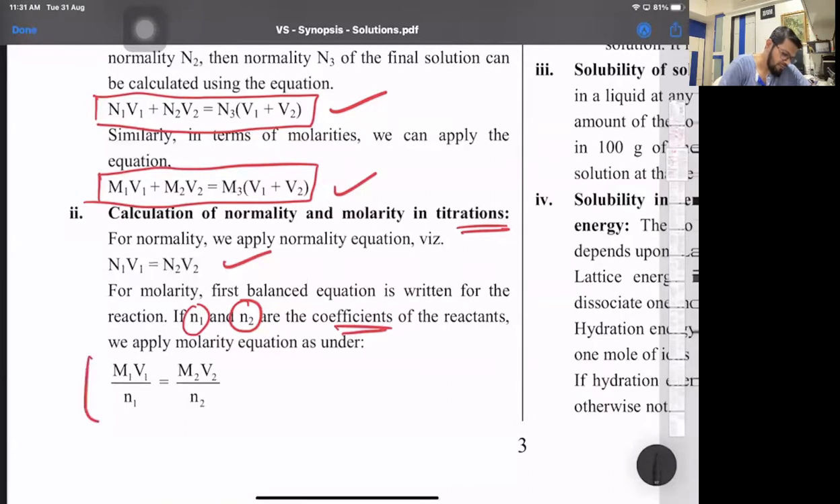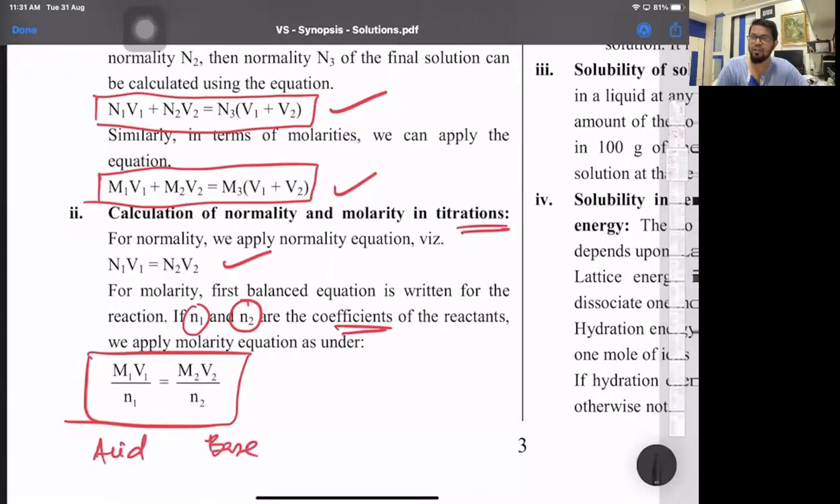So it's basically M1V1 upon N1, where N1 is the stoichiometric coefficient. Suppose this is the acid part and that's the base part. So if I'm mixing an acid with a base, is this clear? That depending on the moles that we balance. All right. So N1 and N2 are its stoichiometric coefficients.